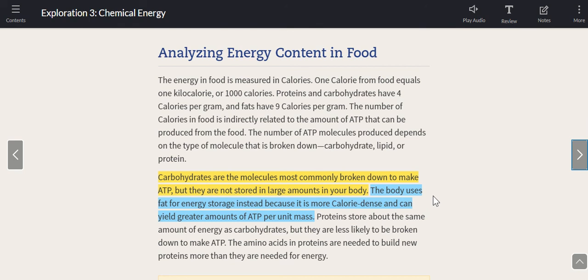So once again, that's not always ideal. A little bit of fat is important. In fact, fats are very crucial for everything that we do. But in terms of long-term storage, we don't need excess amounts of fat because that's not healthy.